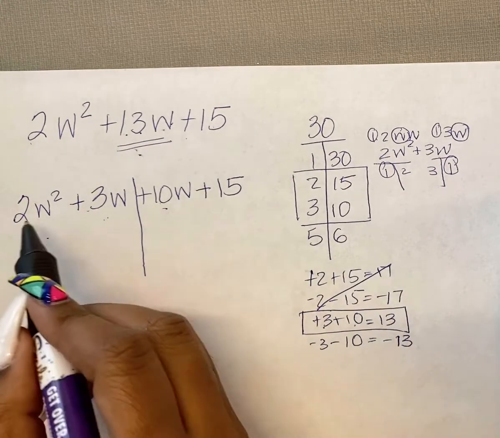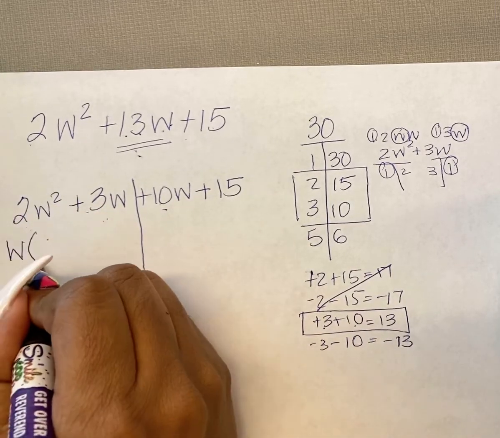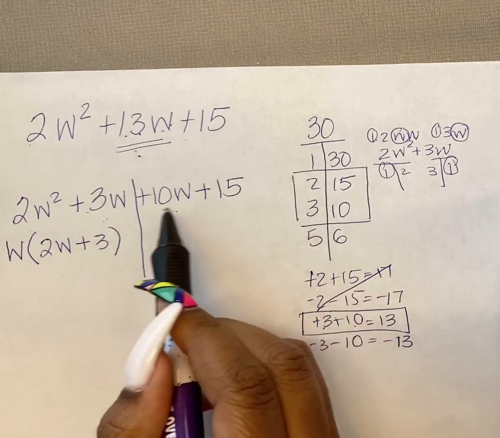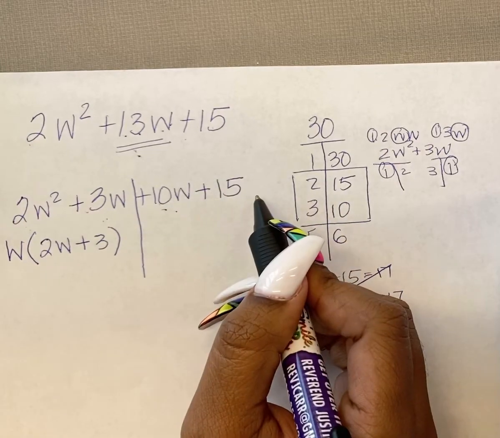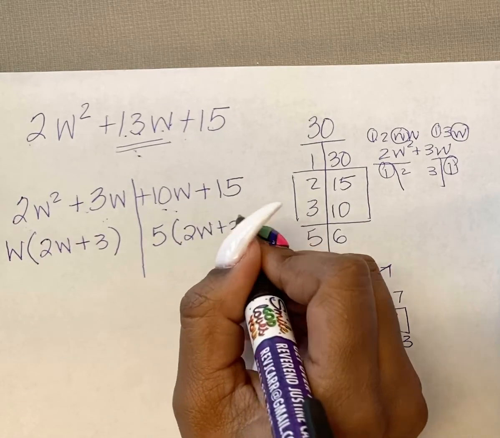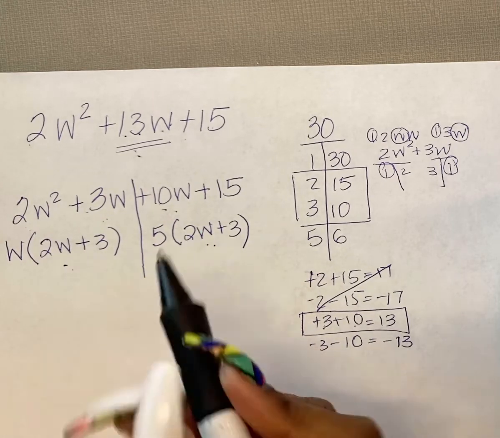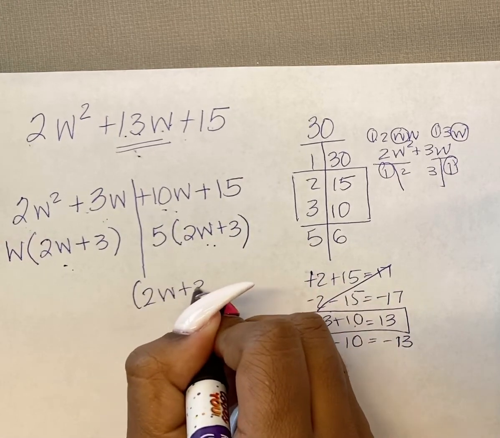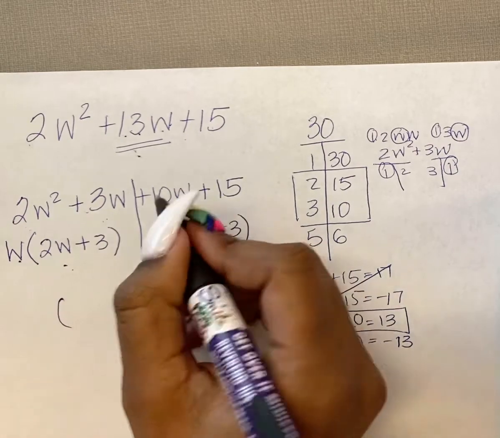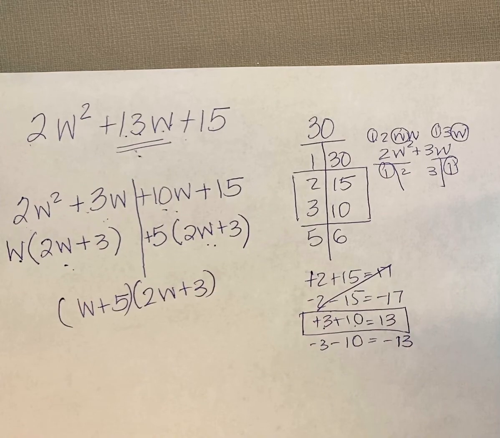Or if you can see that the only common factor here is the W, then you can take that W out, and what's left will go in the parentheses. So I have 2W and then a plus 3. Now I'm going to do the same thing here. I'm going to take out my greatest common factor, and in this case it is 5. And what's left is 2W plus 3. If you did this correctly, what ends up in the parentheses should be the same. So I'm going to rewrite that set of parentheses, and what is left goes in a separate set of parentheses. So W, and this 5 is positive, so we have a W plus 5 that will go into the other set of parentheses.